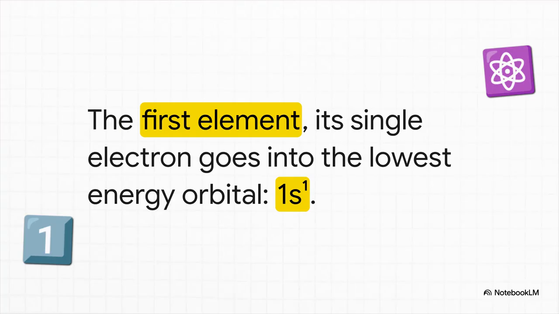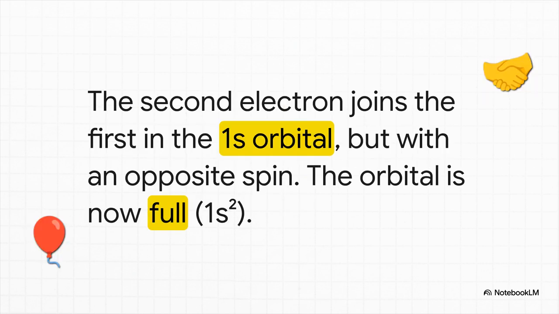We're going to start with the simplest of all, hydrogen. It has just 1 electron. So, following our rules, where does it go? The best seat in the house. The very first spot in that lowest energy level. That's it. Simple. Next up, helium.